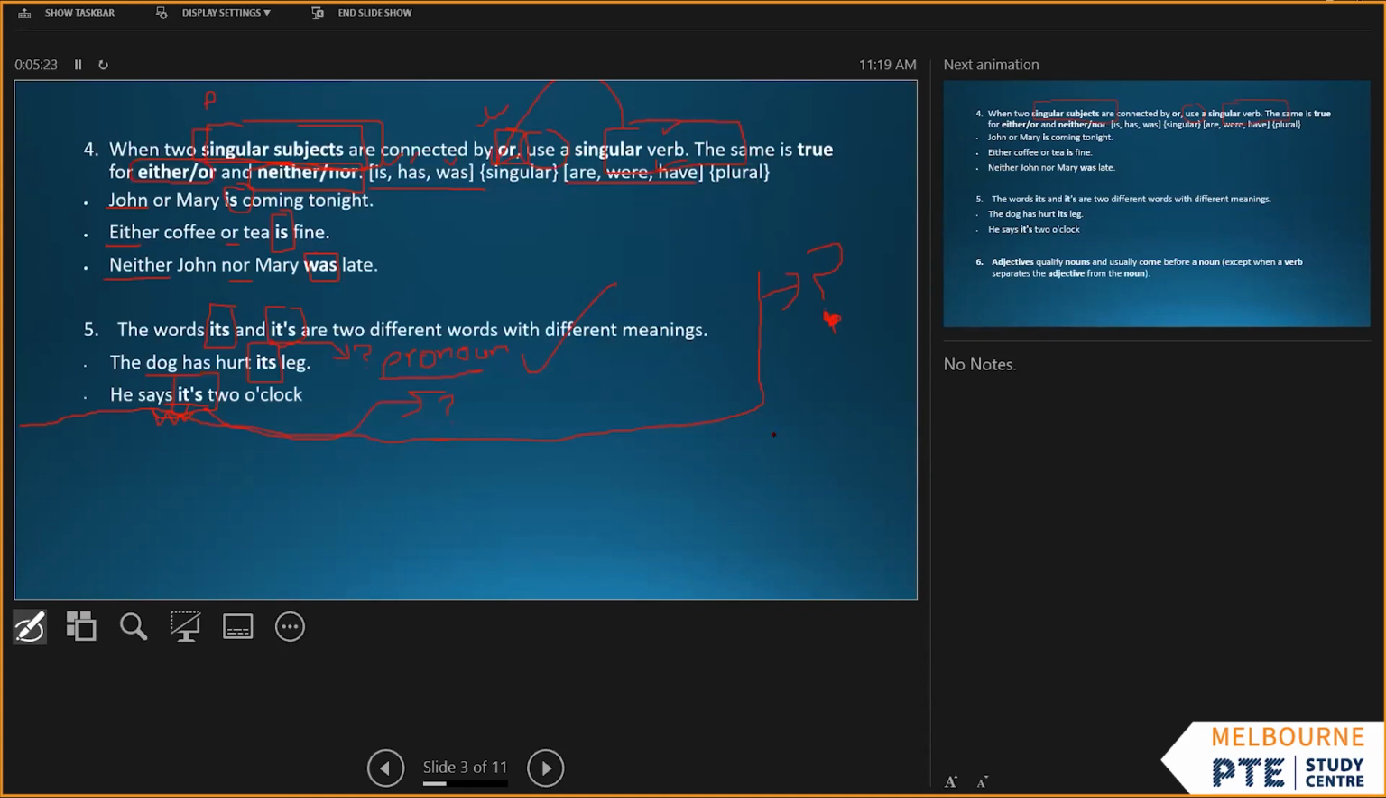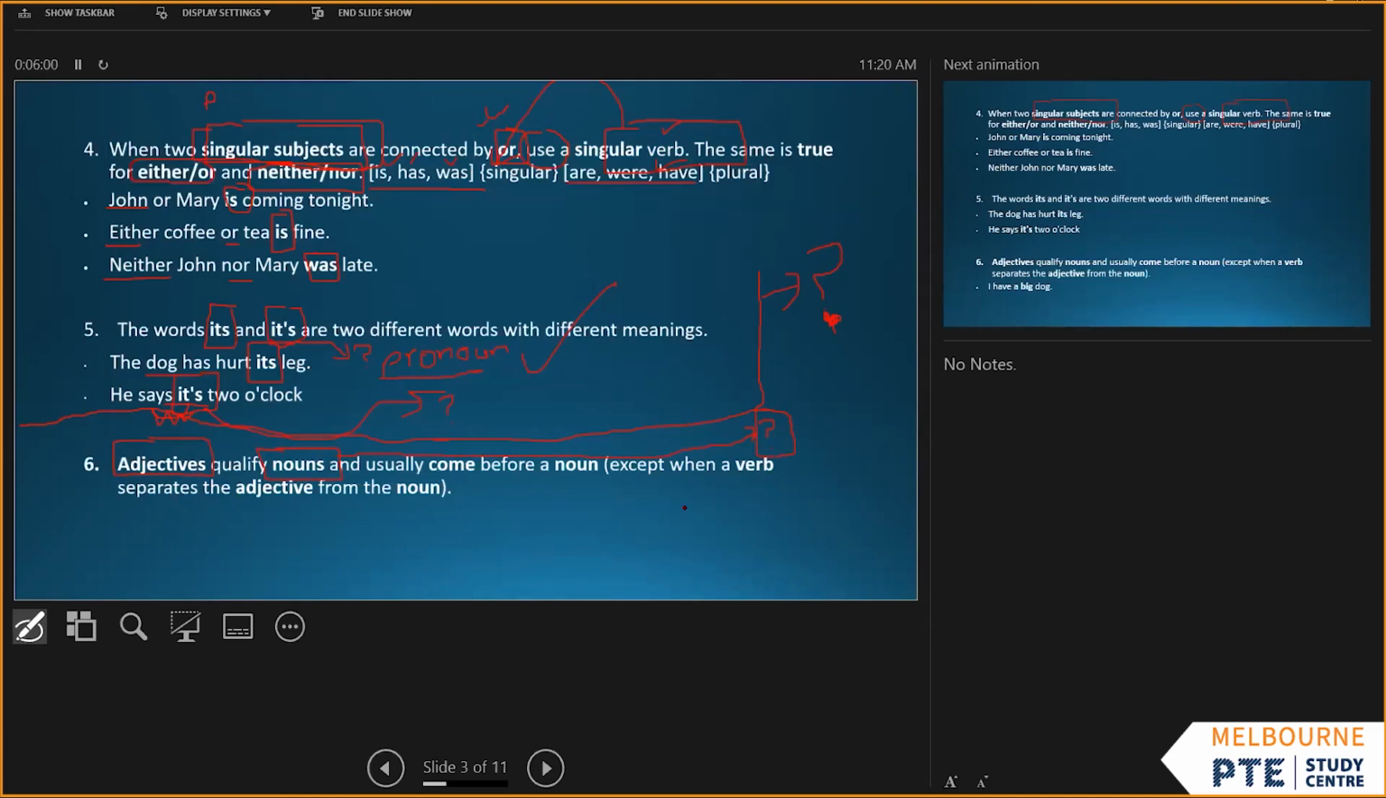Any questions? Any other confusions? Okay, if no questions, then let's start off with parts of speech rules. The first rule is very simple, but very important. What does it say? Adjectives qualify or tell us more about nouns. Now, I just told you what nouns are. Can anyone tell me? What are nouns, guys? I just explained it 2 minutes ago.